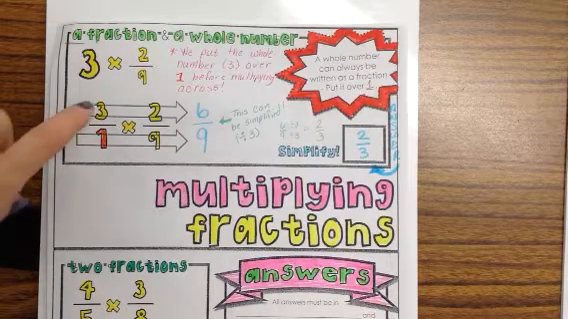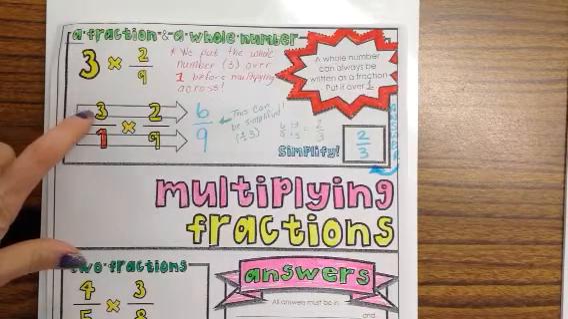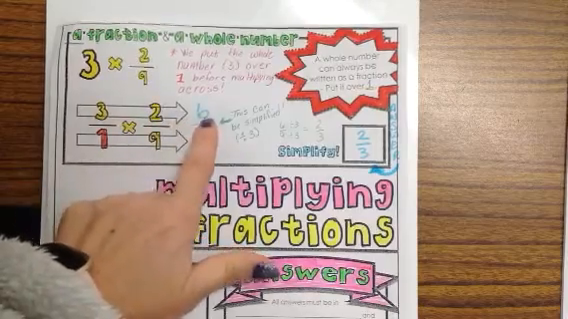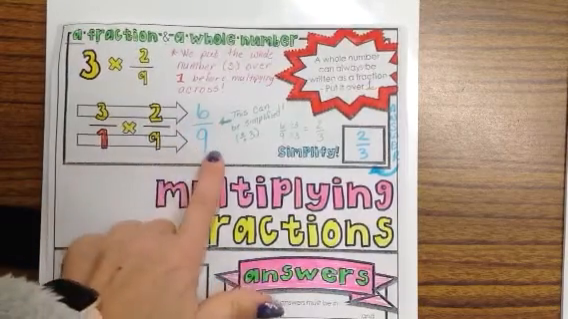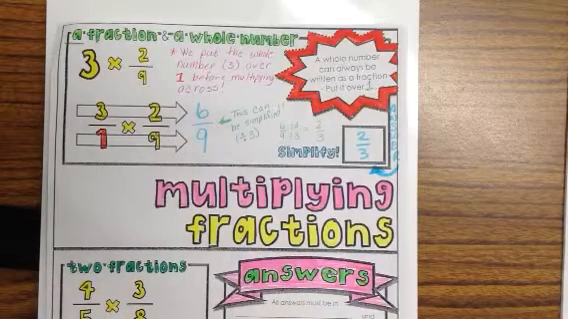And then what we're going to do to multiply is we're simply going to multiply across. So we're going to say 3 times 2 equals 6. 1 times 9 equals 9. However, if I look at 6 and 9, I know this can be simplified.